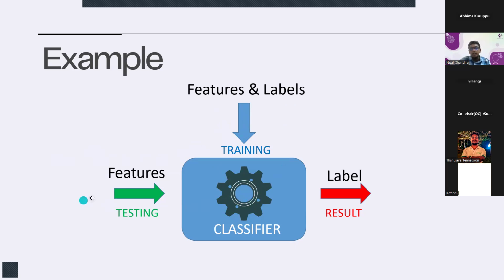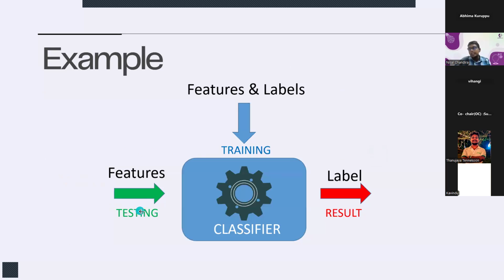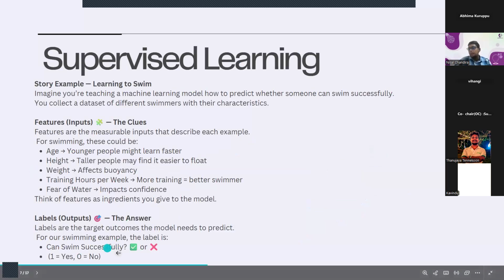Then the testing phase comes. Testing phase means you have the model right now, and I am giving my features to you. That is the testing part. I am giving my age, my height, my weight, my training hours, and whether I'm afraid of water or not as testing data. I input that testing data to your model. And what is your label? What is the result that I can get? Whether I am able to swim successfully or not, that is what I can get.